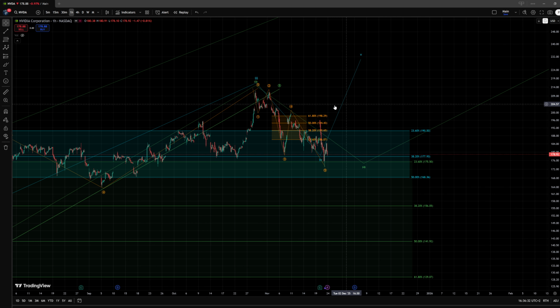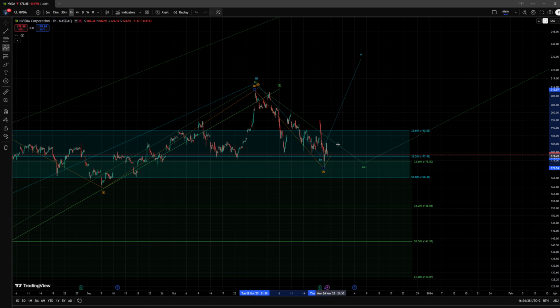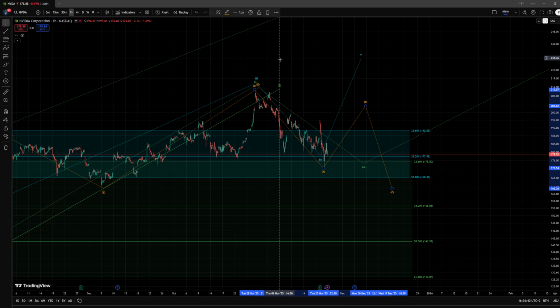Now at this point, as I was saying, we need to be watching out for a larger ABC structure to be unfolding, and that is not to say that this pattern, this correction could not be complete.